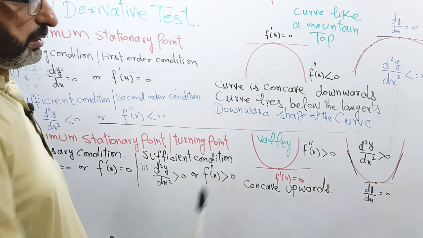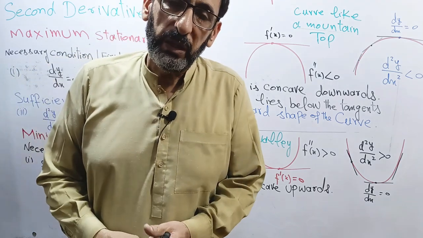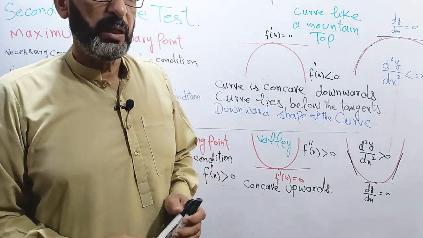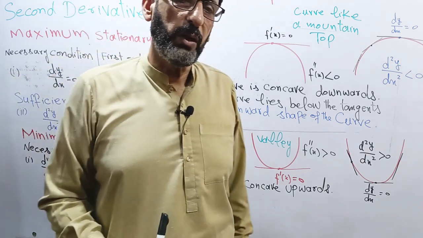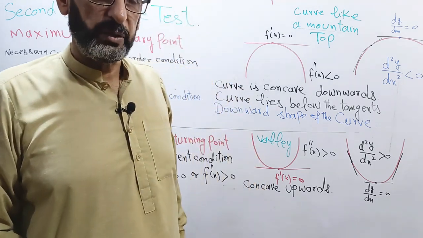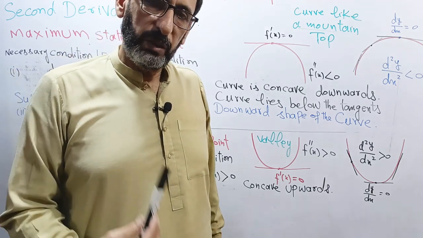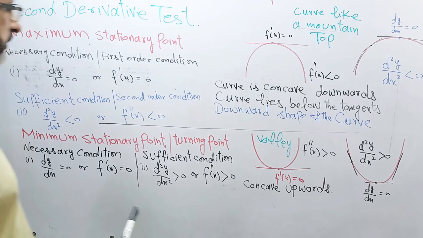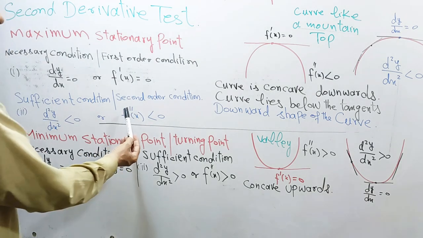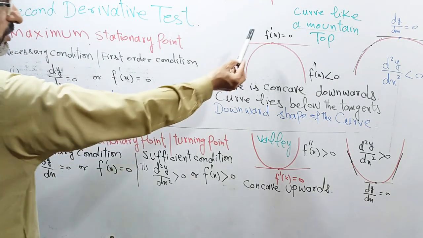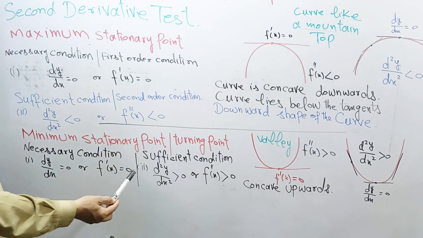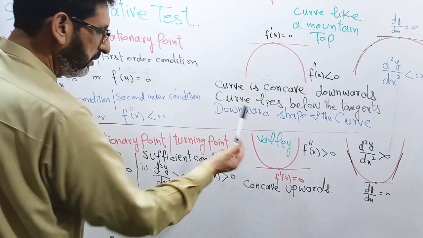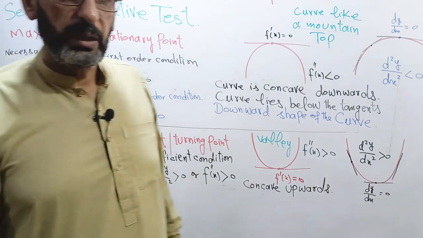What is the procedure? We take first and second derivative of a given function, and then we put first derivative equal to 0 and solve it for the variable x. Then we put values of x in the second derivative. If second derivative is negative, then value of the function will be maximum, and if second derivative is positive, then value of the function will be minimum. It is enough for today.